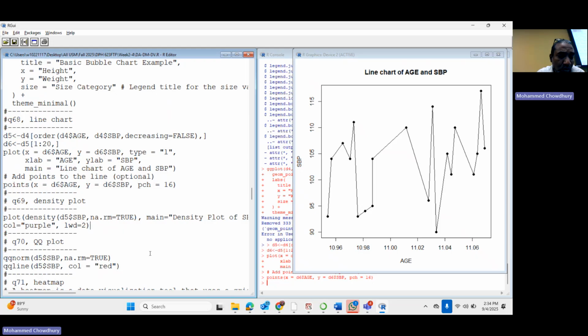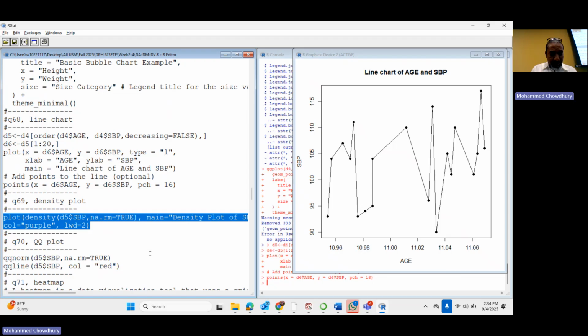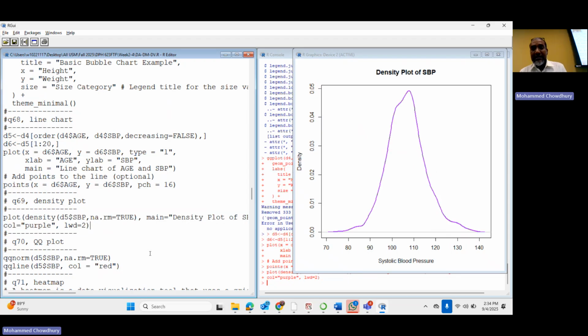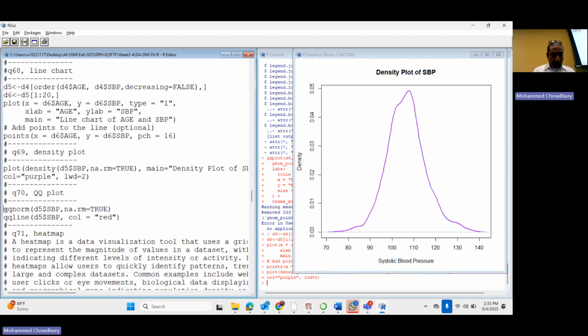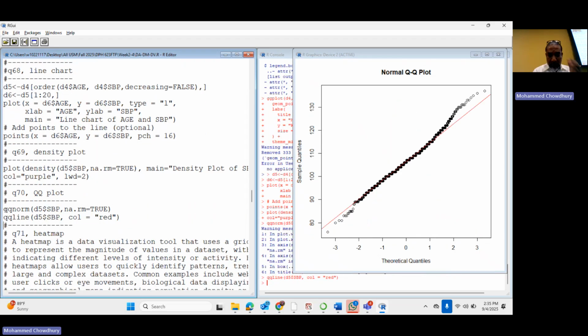So I want to do the density plot of the SBP. So this is the density plot. Density plot means a histogram is constructed and then the top middle point of each bar is connected, and this is called the density. Density looks like maybe symmetric. Okay, density looks like symmetric. And then QQ plot. QQ plot means what? I'm going to discuss this.